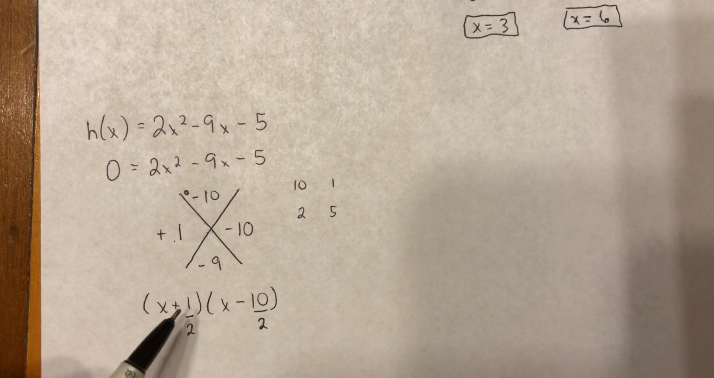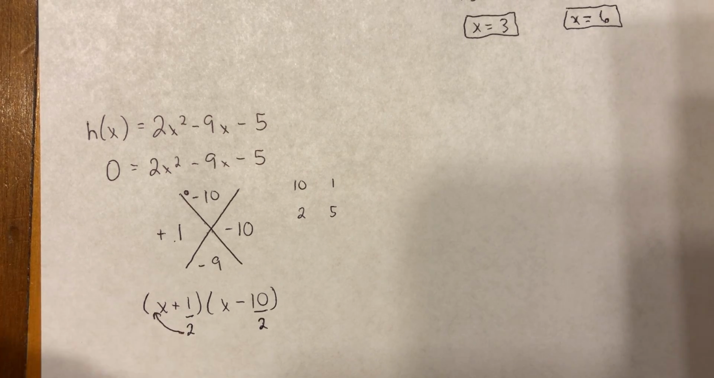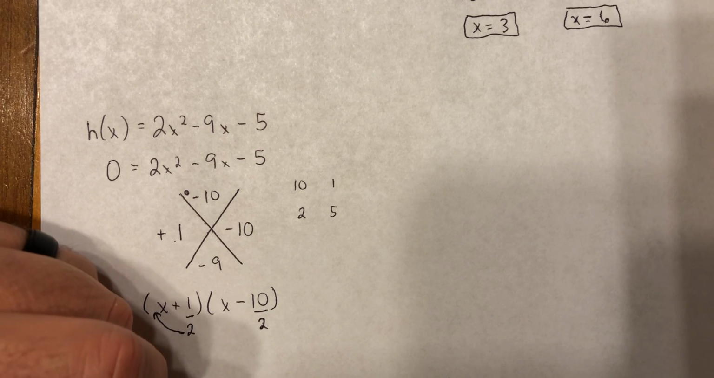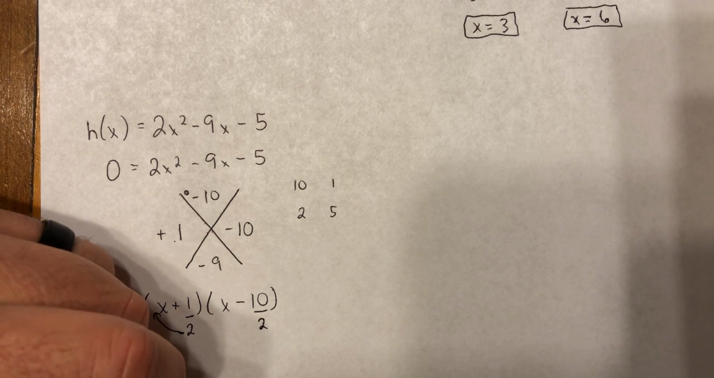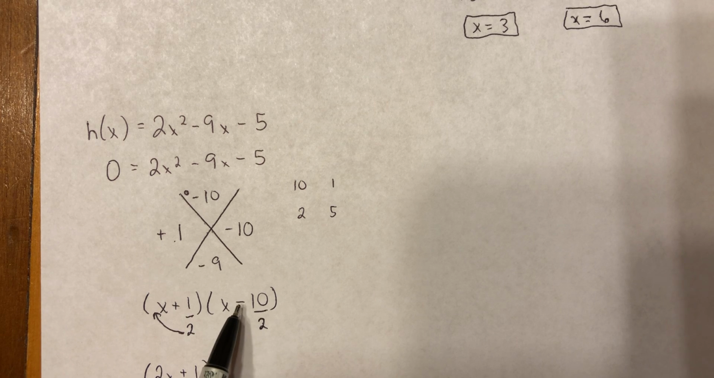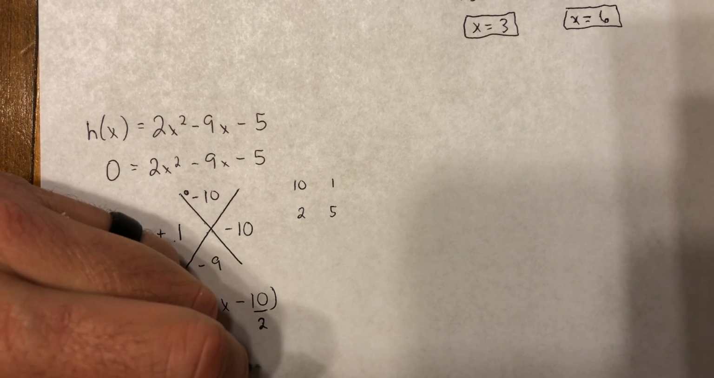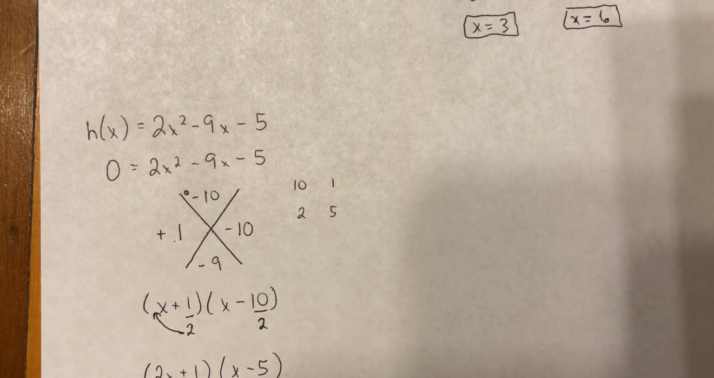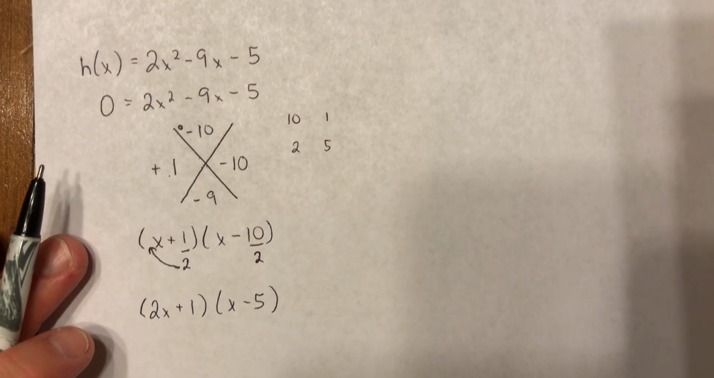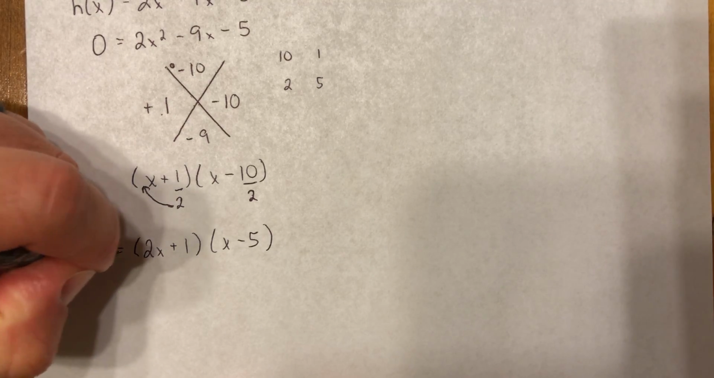Okay, so I look. If this does not divide evenly or simplify, then I need to bring the bottom up to the front. So this binomial becomes 2x plus 1. And then I come to the other one. Negative 10 divided by 2 divides evenly, so this one becomes x minus 5, because negative 10 divided by 2 is negative 5. All right, set those both equal to 0.